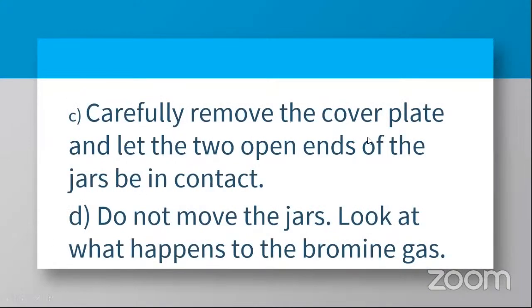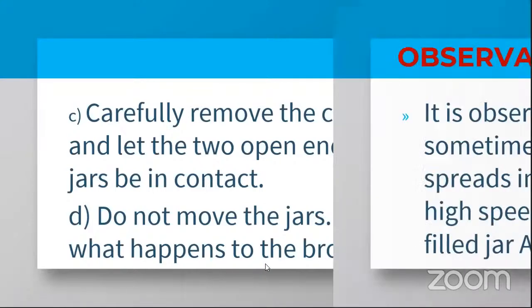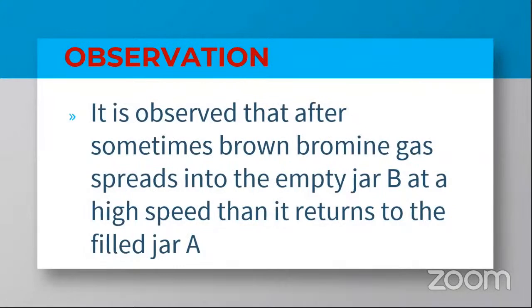So when you carefully remove the cover plate and let the two open ends of the jar be in contact, you don't move the jars, look at what will happen to the bromine gas. What will be observed is that after some time, bromine gas spreads into the empty jar B at a higher speed than it returns to the filled jar. Is that clear, members? Yes. Good.